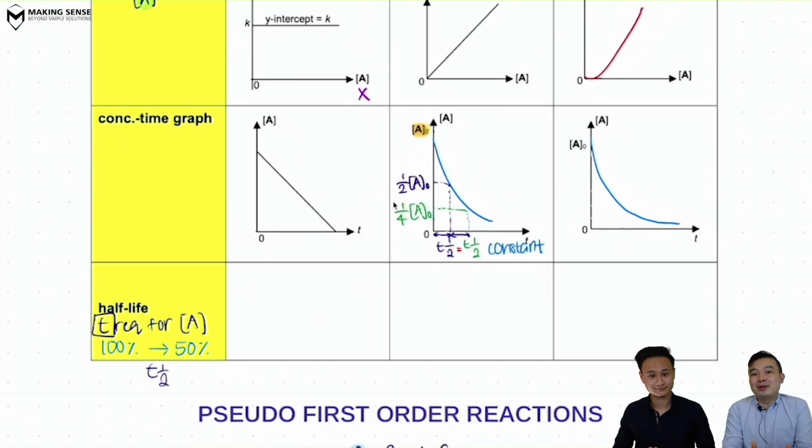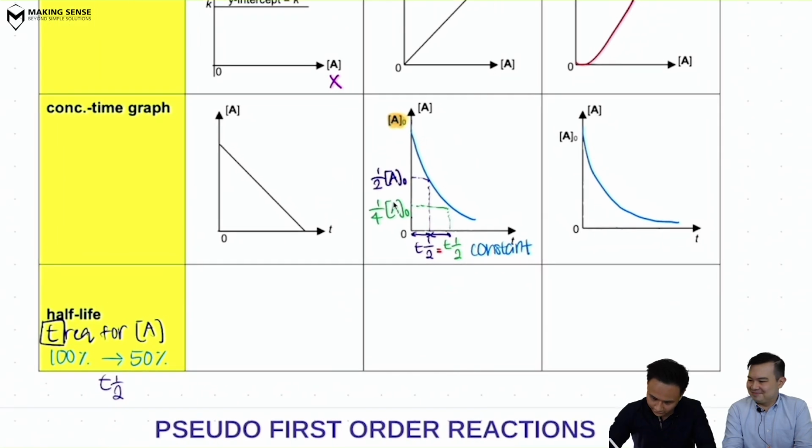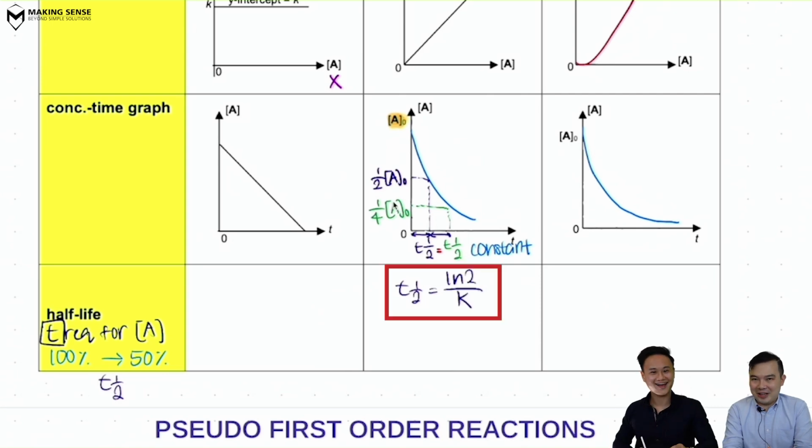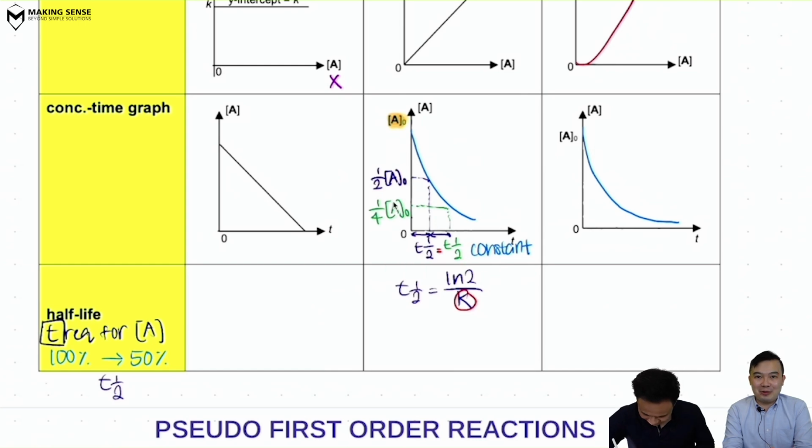Okay, Mr. Tim, can you share with me some formulas on how to find out T half for a first order reaction? Sure. So because the T half is constant, then your T half, very simply put, is just ln 2 over K. Okay. Where K is just the rate constant of the rate equation. So we are looking out for the equation at the top. Yep.